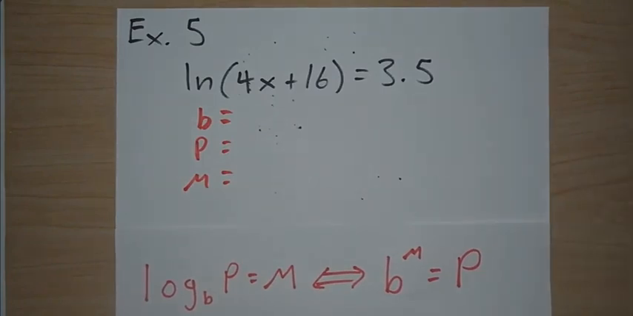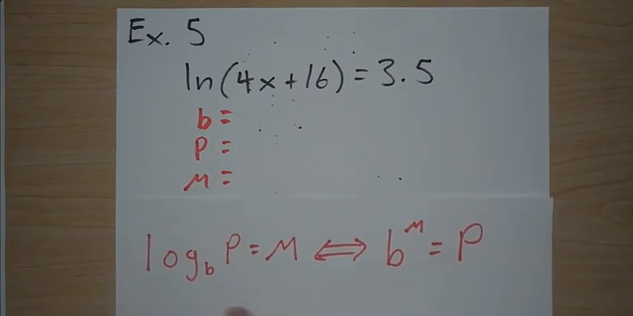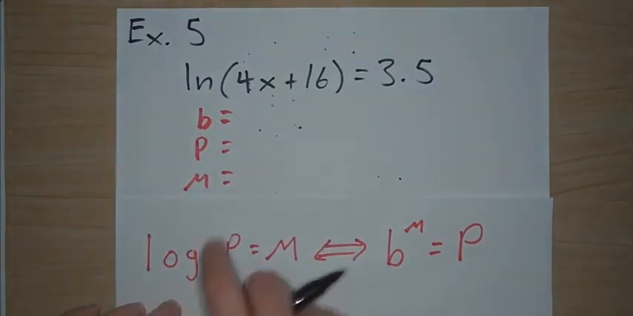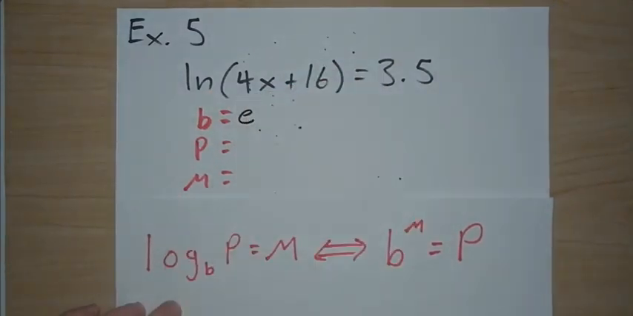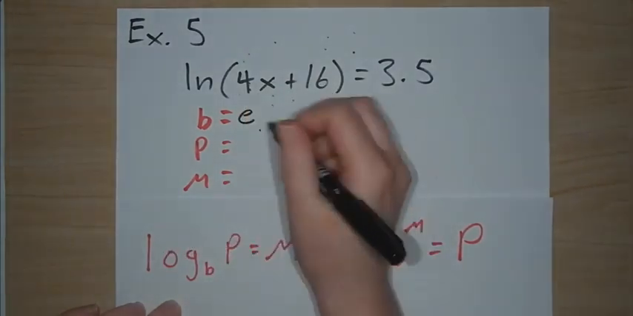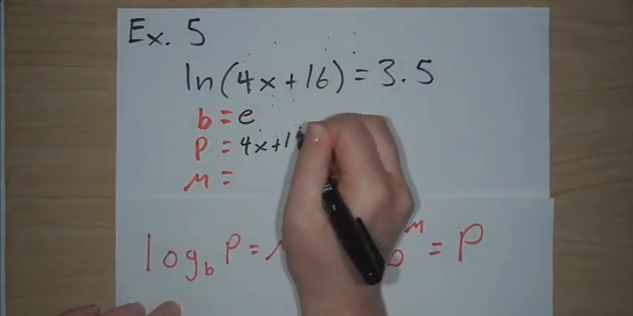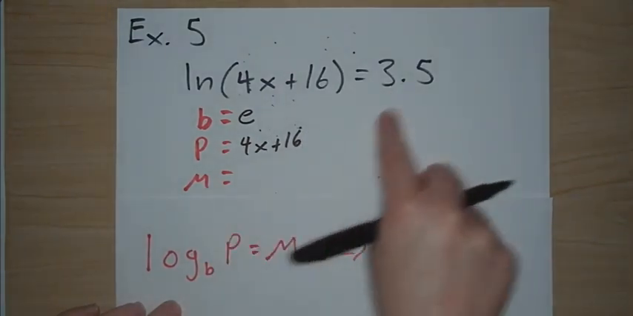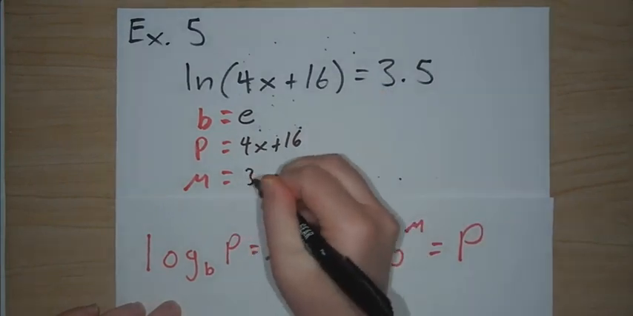So a natural log is just a log where the base is e. So this has a base of e. So our b is e. Our p is 4x plus 16, it's the value. And our m is this 3.5.